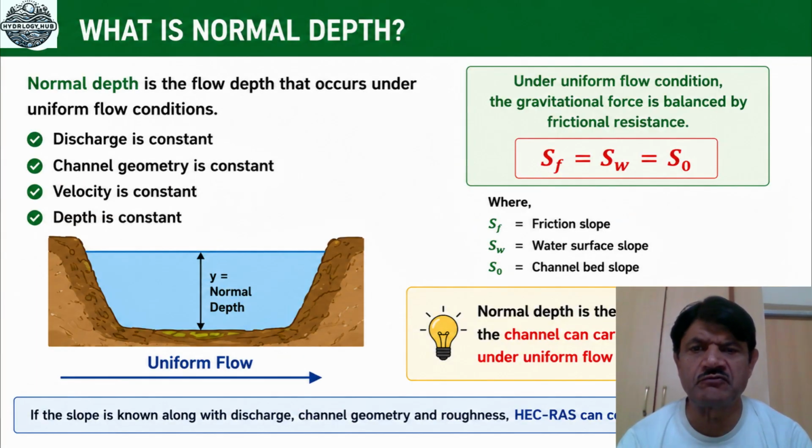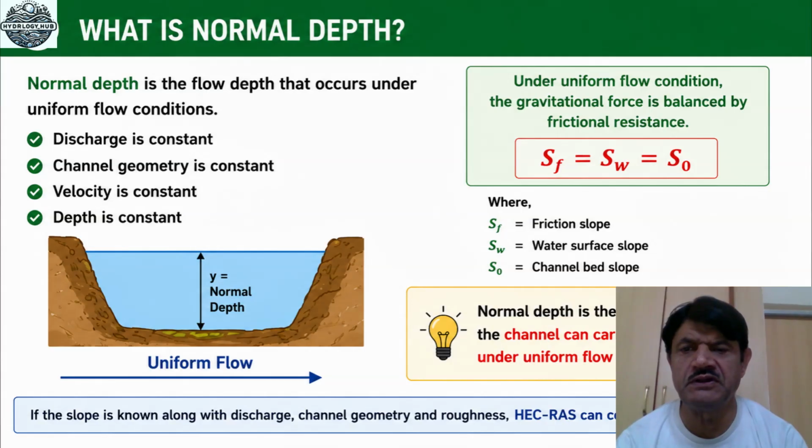Normal depth is the depth of water that exists when the flow becomes uniform. Uniform flow means that the discharge, velocity, and water depth remain essentially constant along the channel. Under these conditions, gravity pulls the water downstream, while friction offered by the channel bed resists the flow. When these two forces balance each other, the flow becomes uniform. Mathematically, the friction slope, the water surface slope, and the channel bed slope become approximately equal. This assumption forms the entire basis of the normal depth boundary condition used in HEC-RAS.